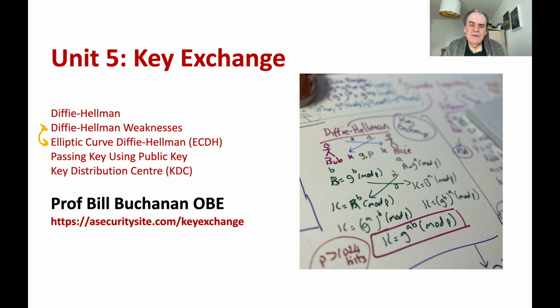we can move on to use the elliptic curve Diffie-Hellman method, which is a much more efficient way of implementing the approach. Then another way that we can pass a shared key is using public key or asymmetric encryption. And then finally, we'll look at how we can manage these keys that we might use in a key exchange.